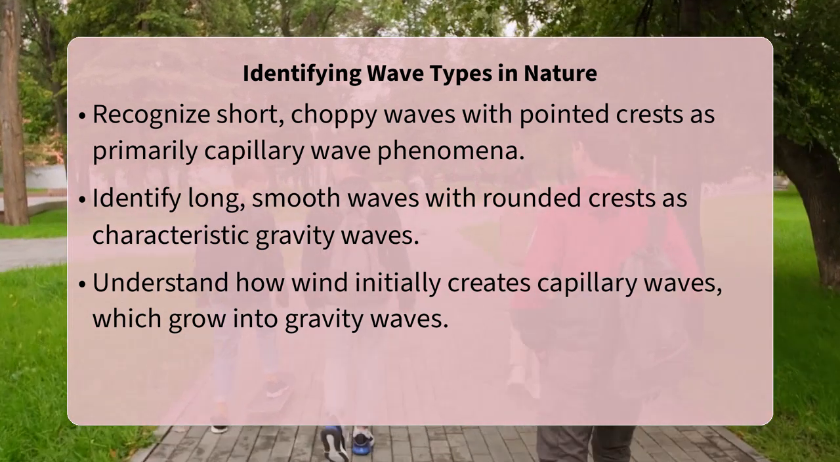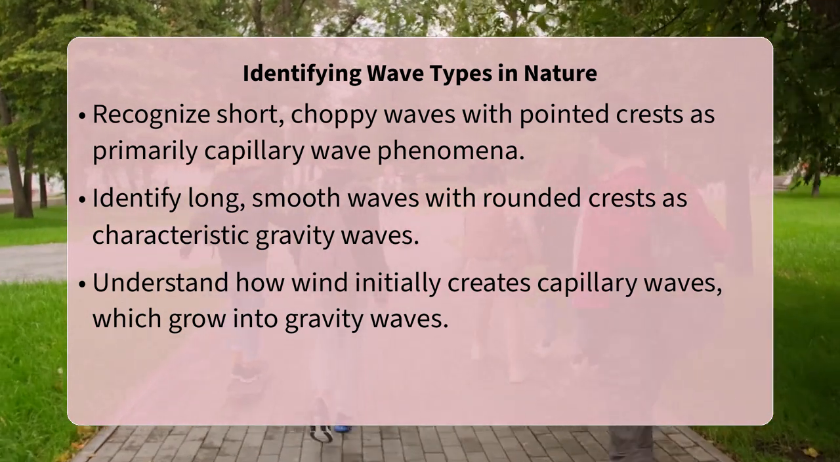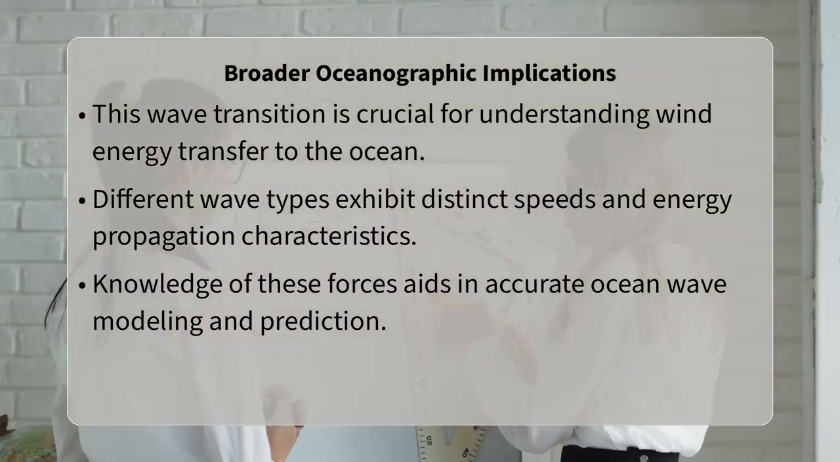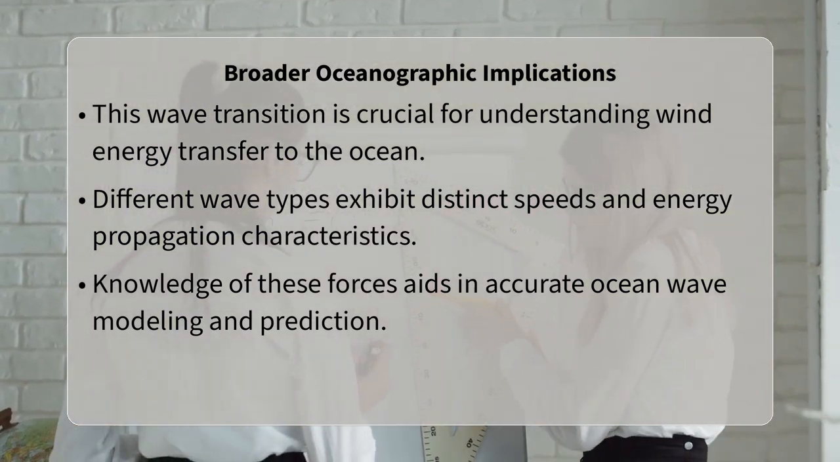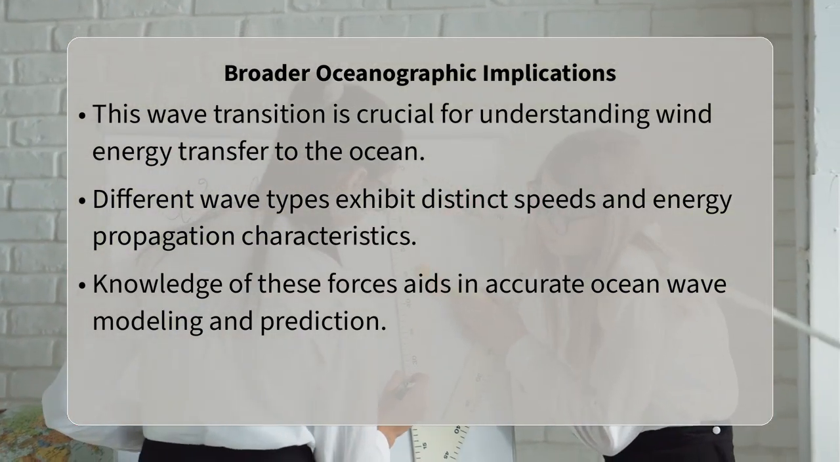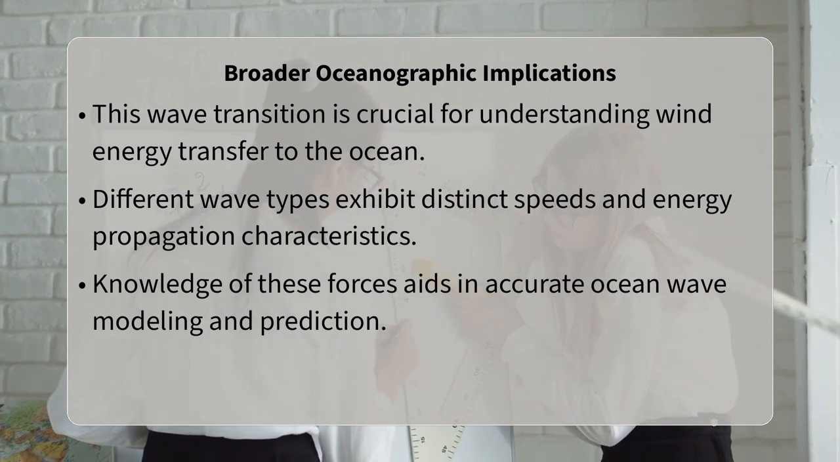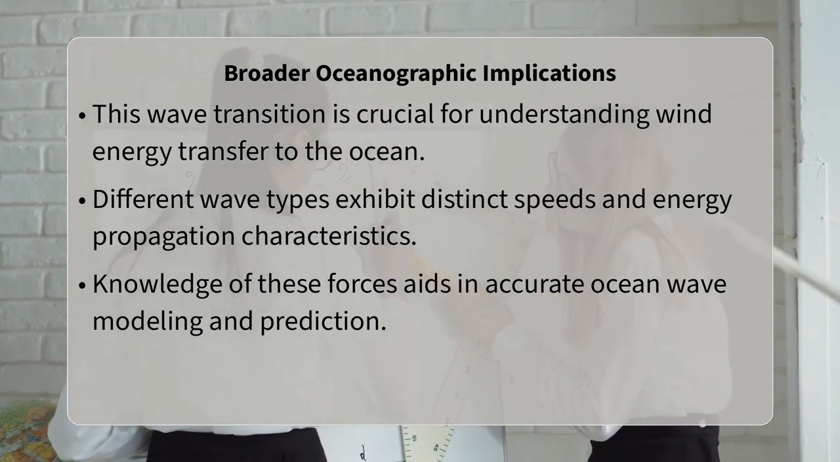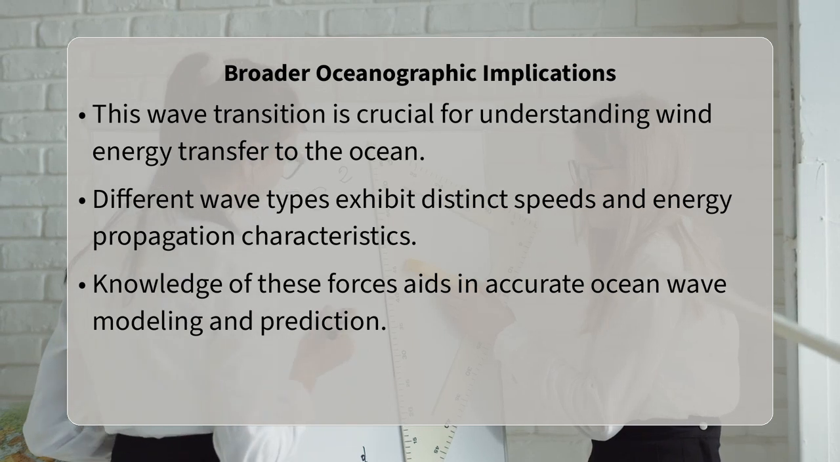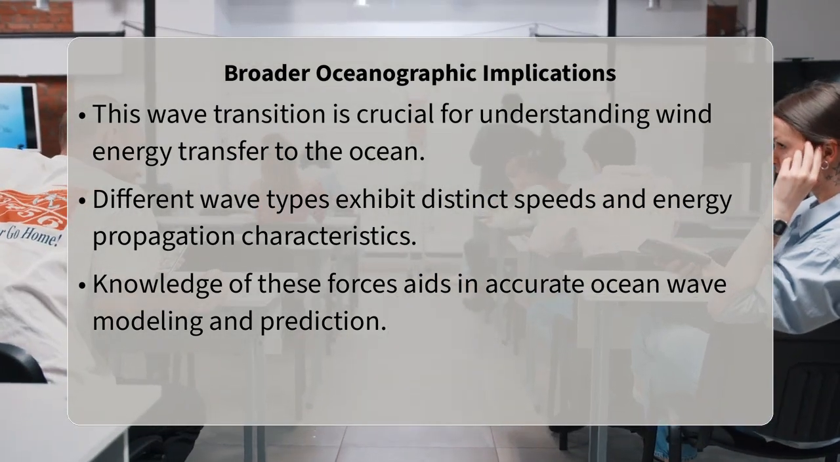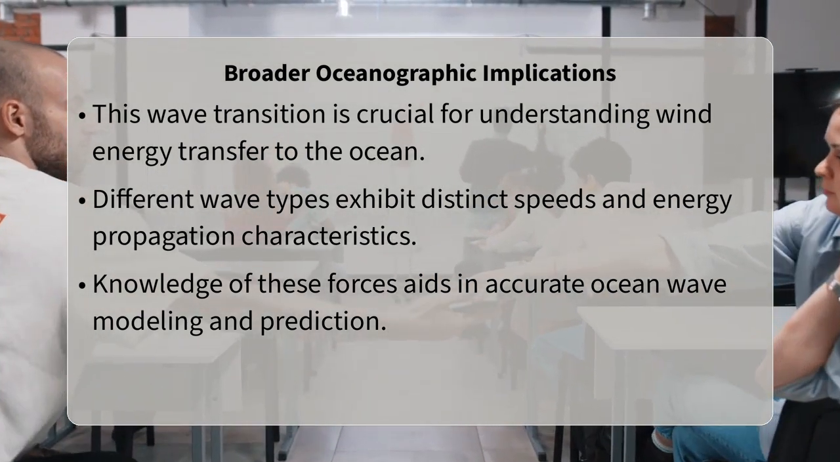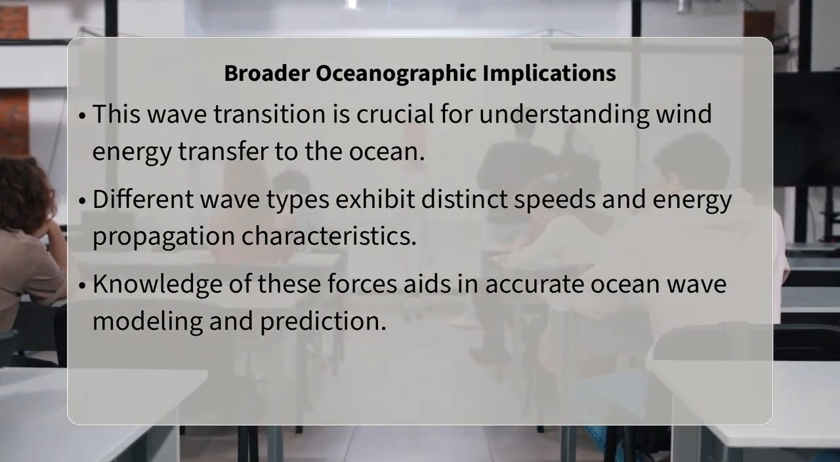It is a fundamental aspect of fluid dynamics and plays a crucial role in how energy is transferred from wind to the ocean. The unique dispersion relations governing these two wave types also explain why capillary waves travel slower as their wavelength increases, while gravity waves travel faster with increasing wavelength, a key characteristic that distinguishes them.